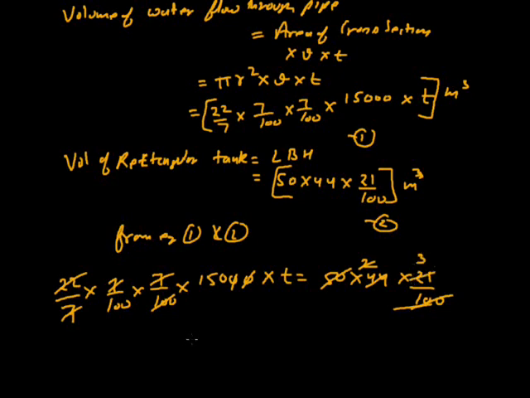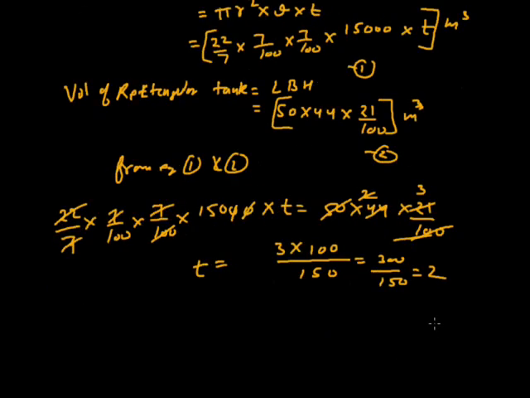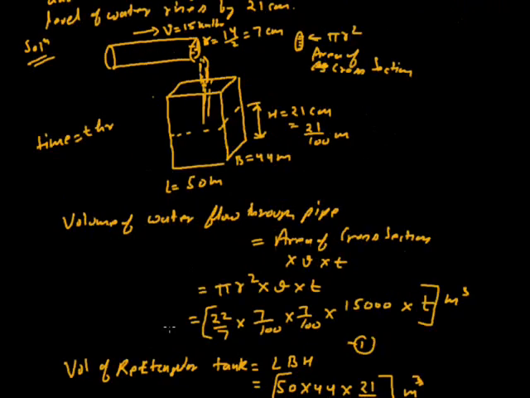So now the time is equal to 3 multiplied by 100 divided by 150. So that is equal to 300 divided by 150, that is equal to 2. So 2 hours are required. So the required time is 2 hours. 2 hours is required to fill this rectangular tank to a height of 21 cm.